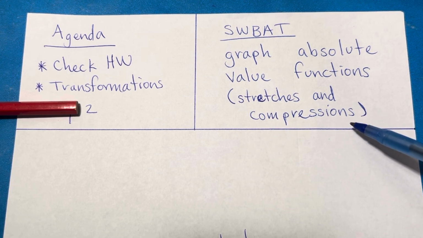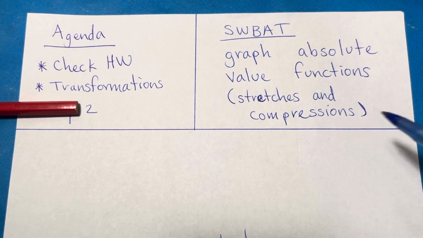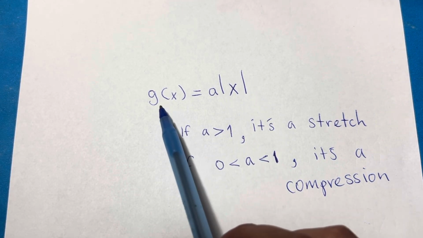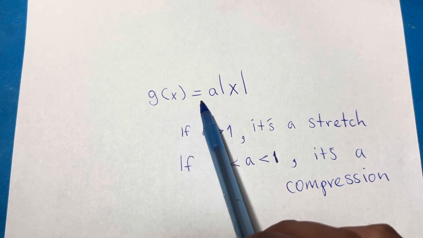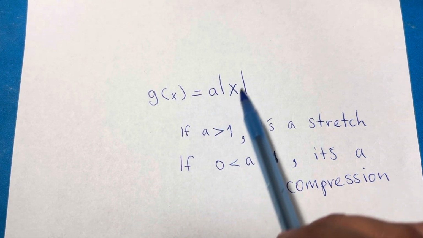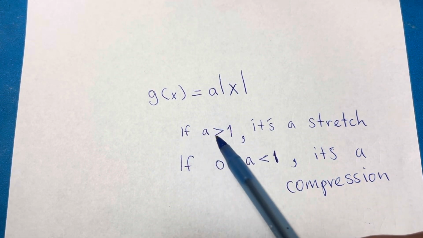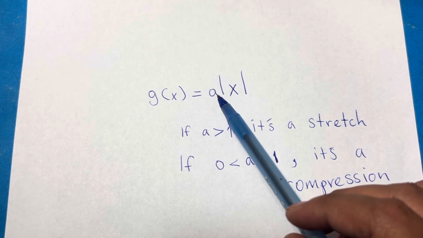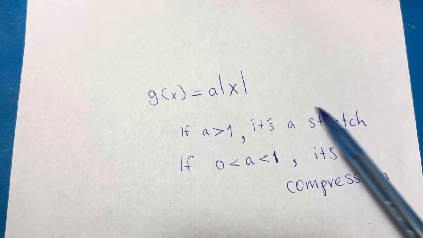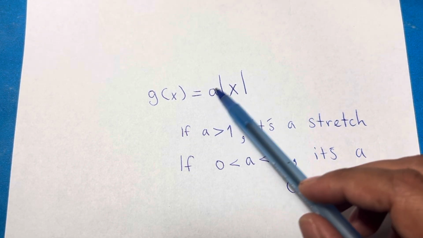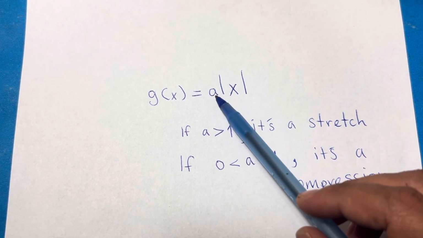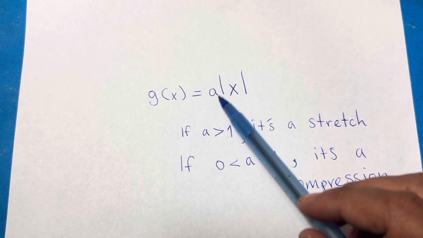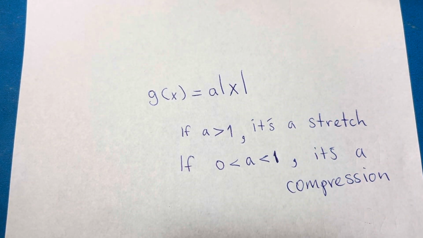Compressions sometimes are also known as shrinks. But before we start, here is an example of how it looks. It's g of x equals a times the absolute value of x. If a is greater than 1, meaning a 2, a 4, a 5, it's a stretch. Since it's outside of the absolute value, you multiply the value or the spaces on y. Outside refers to y, inside is related to x.